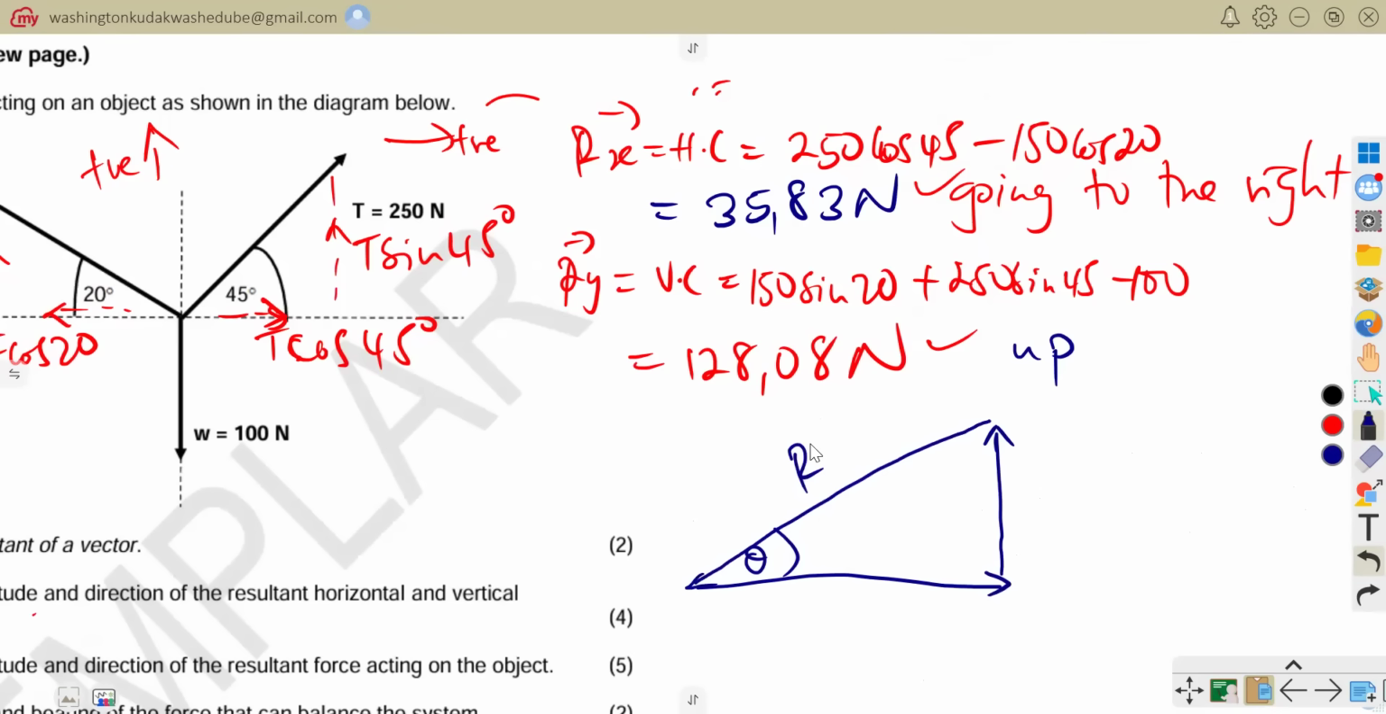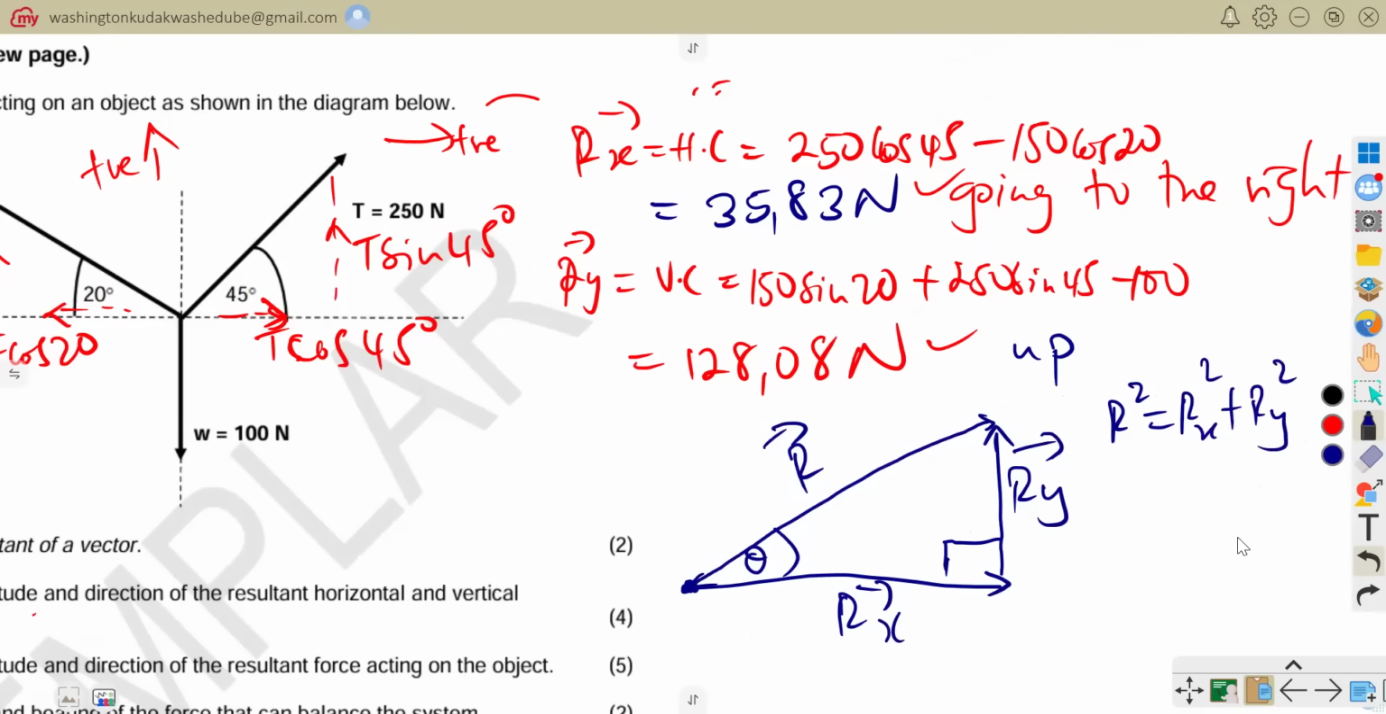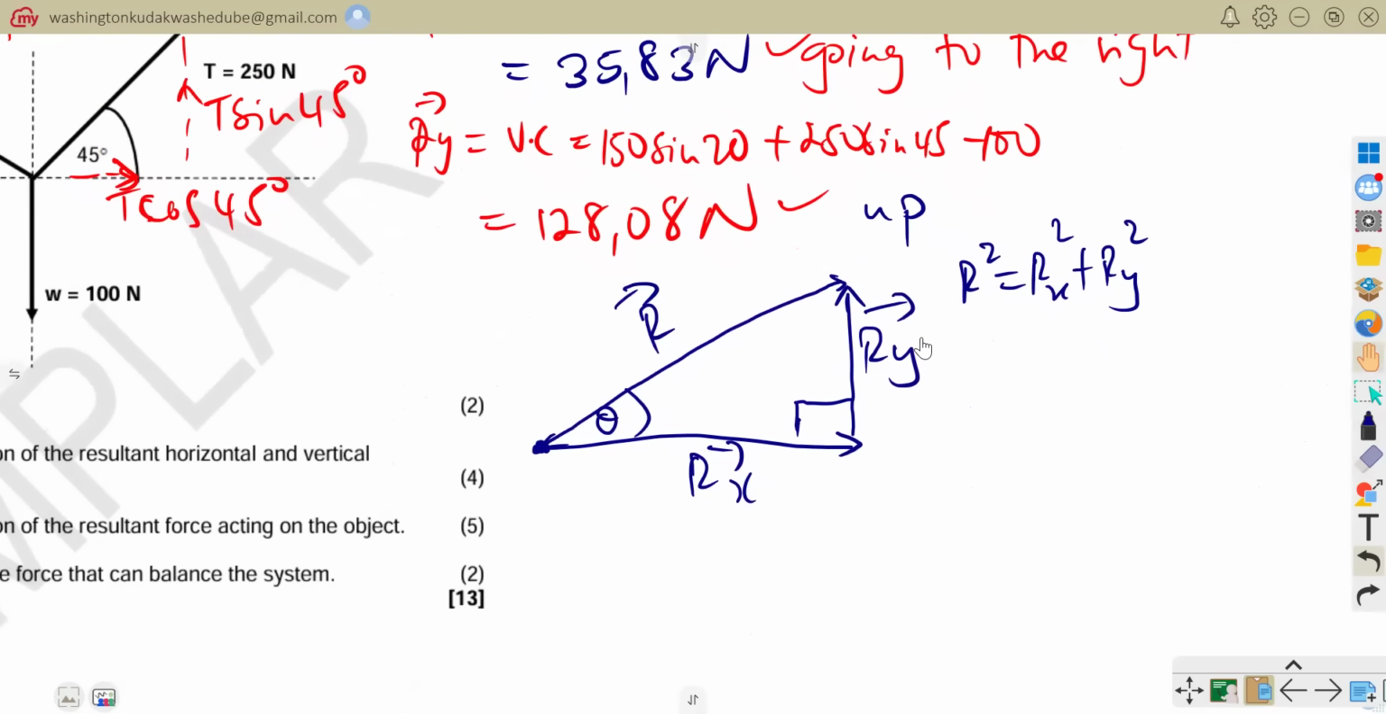So this would be our total resultant, where this would be the resultant of the y plane, and this one the resultant of the x plane. Because the resultant of the x plane is going to the right and the resultant of the y plane is going up, by head to tail we start at the tail of the first and go to the head of the last. Now we have a right angle triangle, so we can use the Pythagoras theorem to find r by saying r squared equals rx squared plus ry squared. That is what we are going to do to find the magnitude of the resultant.